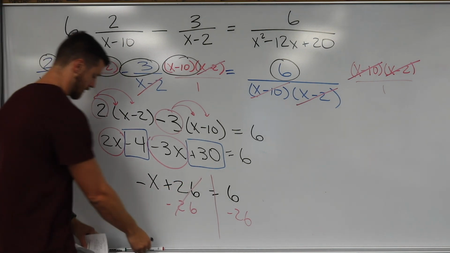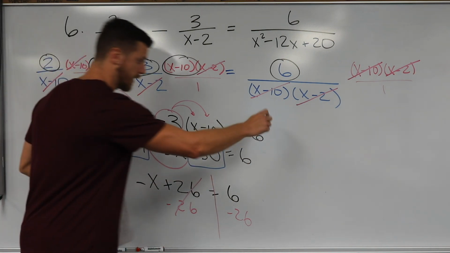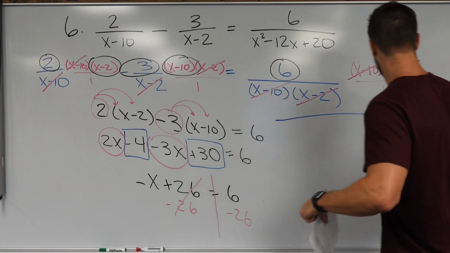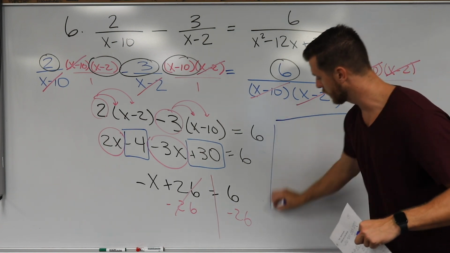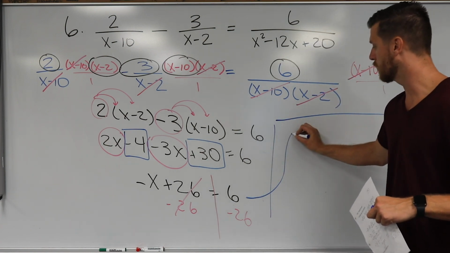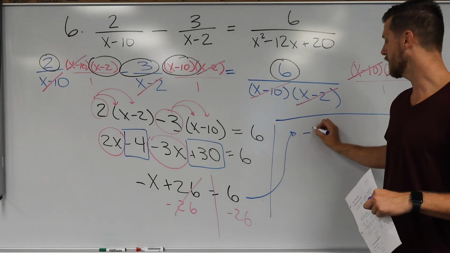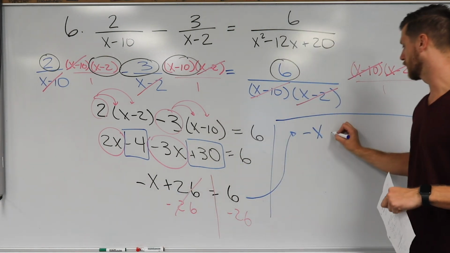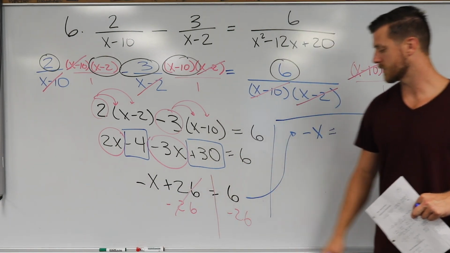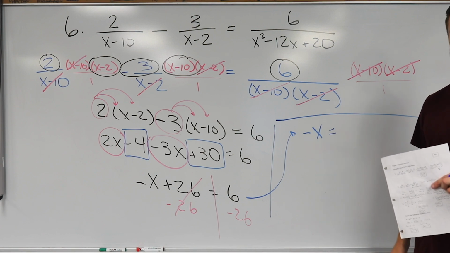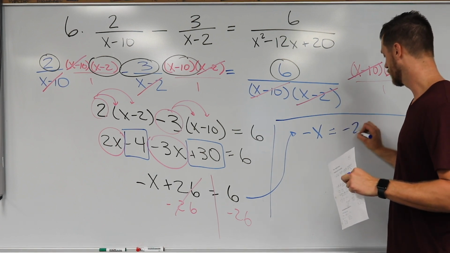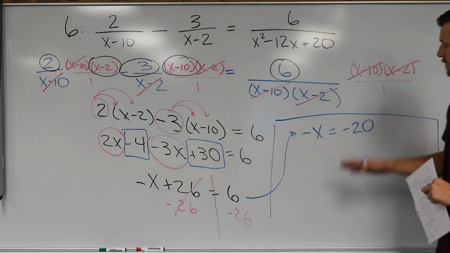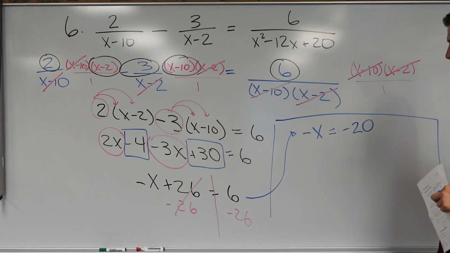I'm going to come over here. I always tend to do this. Got to kind of block it off from all this other stuff. Alright, so when I do this, I will get a negative x, because that's what's left over, is equal to positive 6 minus 26. That's a negative 20. But I'm not looking for what negative x is. I'm asking you what x is. Alright?